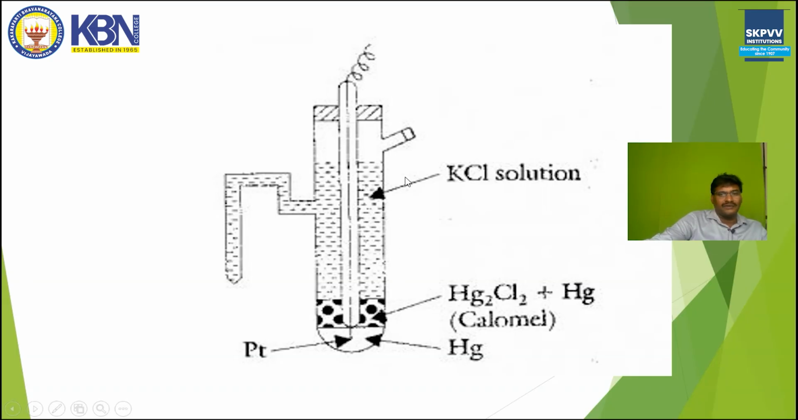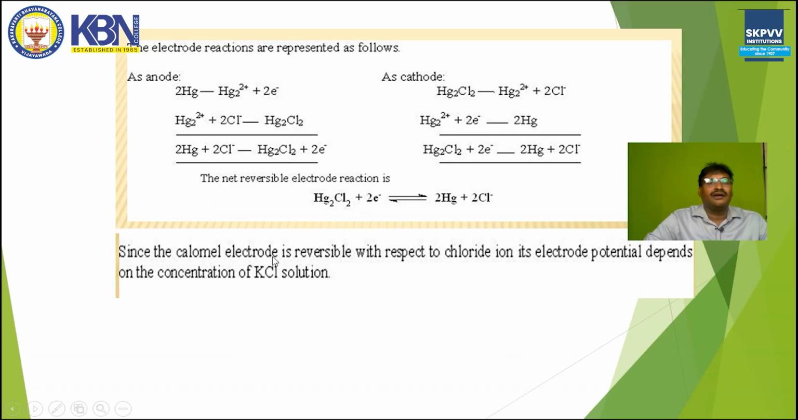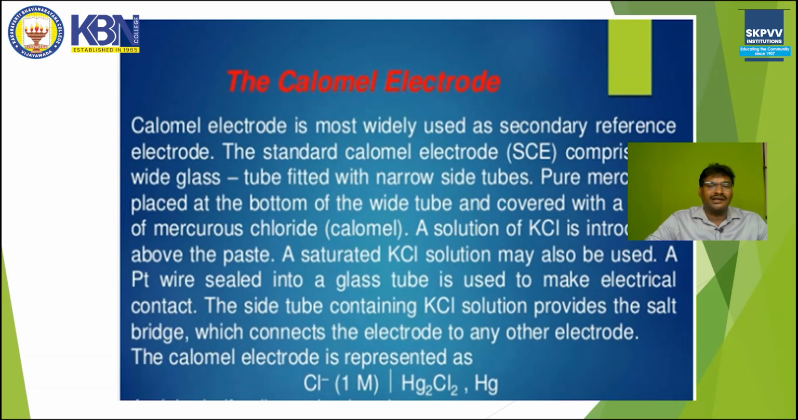KCl solution is poured via this side tube. This side tube is able to connect to a metal electrode. To complete the circuit, this side tube is connected to another metal electrode. A solution of KCl is introduced above the paste. A saturated KCl solution may also be used. A platinum wire sealed into a glass tube is used to make electrical contact. The side tube containing KCl solution provides the salt bridge, which connects the electrode to another electrode.